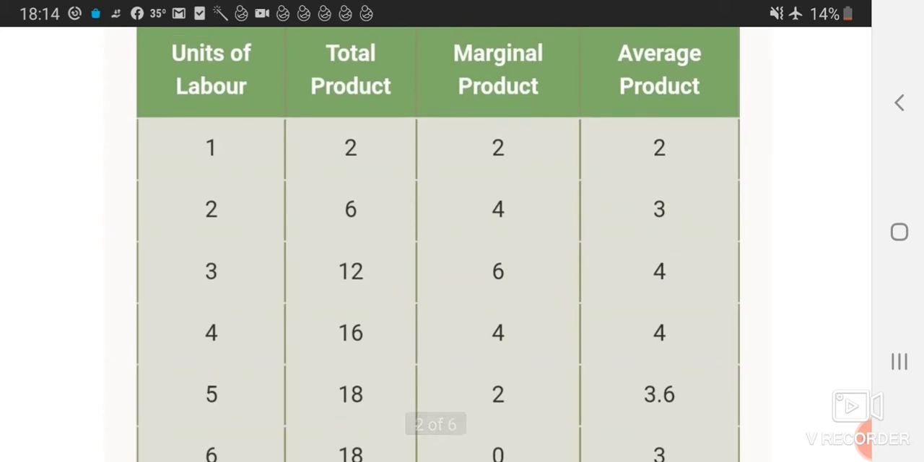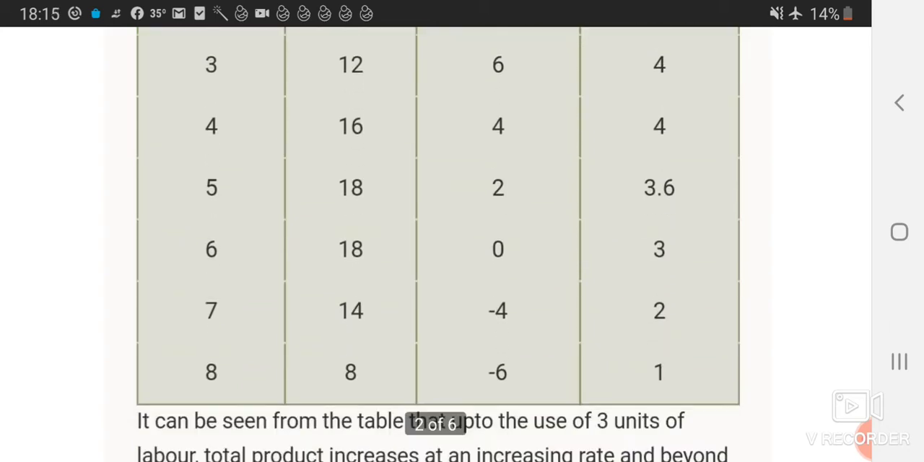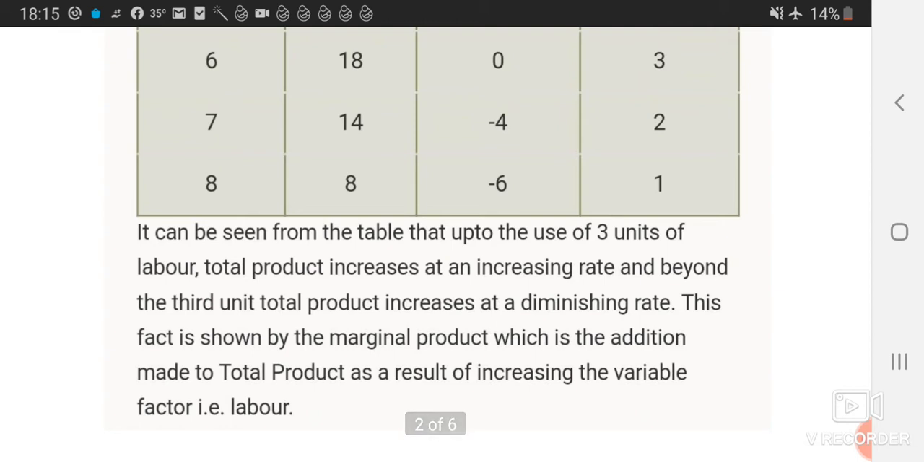Average product is equal to total product divided by unit of labor. Total product first of all is 2 divided by 1 is 2, 6 divided by 2 is 3, 12 divided by 3 is equal to 4. It can be seen from the table that up to the use of third unit of labor, total production increases at an increasing rate, and beyond the third unit, total production increases at a diminishing rate.